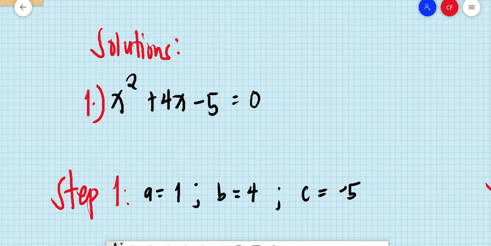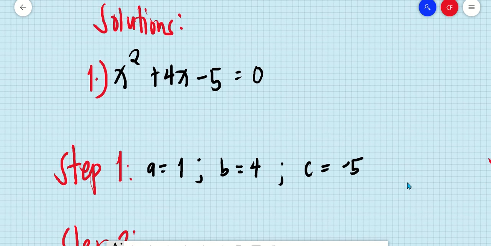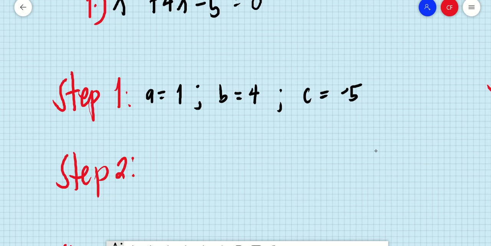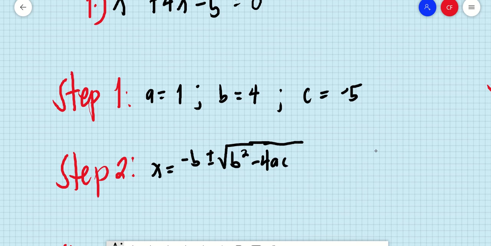Okay? Take note, kapag naka-standard form, automatic, kunin nyo na lang po yung value ng a, b, and c. Okay? So, after that, syempre, proceed tayo sa step 2. Okay? So, sa step number 2, syempre, baka makalimutan, sulat po natin dito yung quadratic formula. Okay? So, we have x equals negative b, plus or minus the square root of b squared minus 4ac, all over 2a. Okay, baka makalimutan kasi yung formula eh. Ito yung gagamitin natin. Okay?